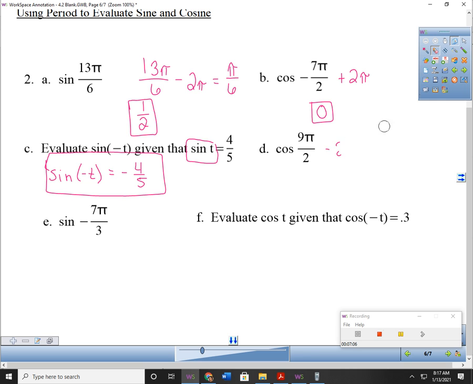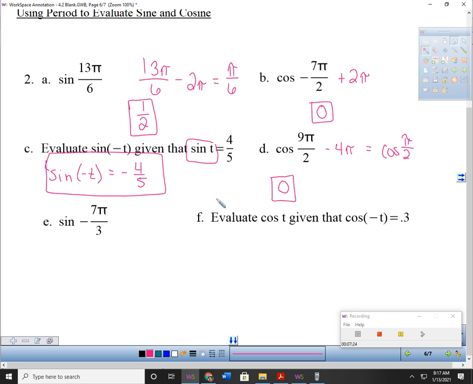It was just too big to get back to what was on there. So I take that away. That gives me the cosine of pi over 2. And the cosine of pi over 2 we just found up here, correct? Which is 0, the x value. All right.